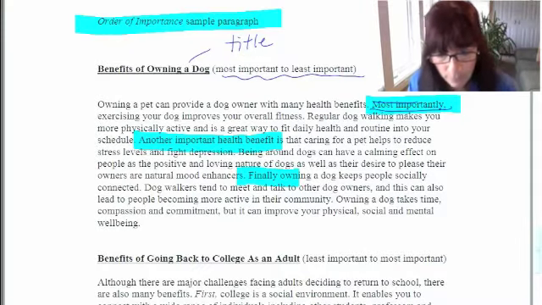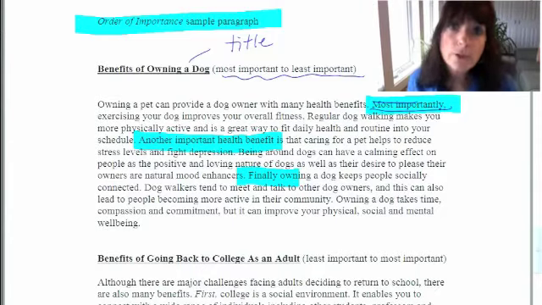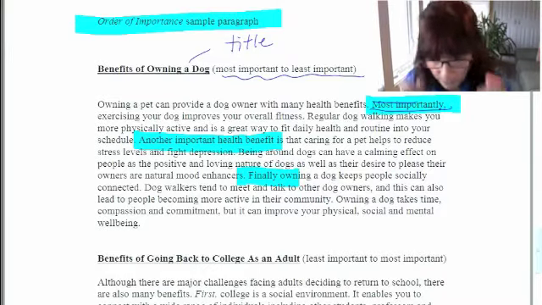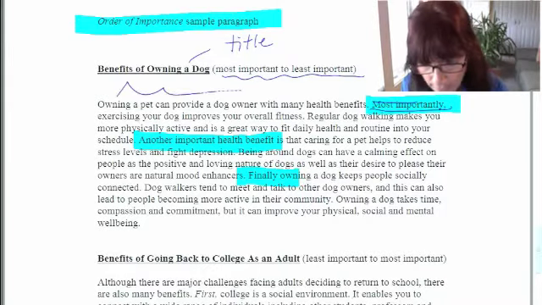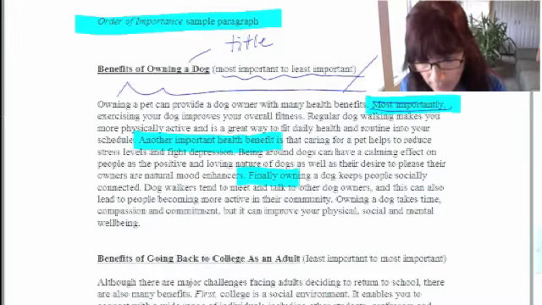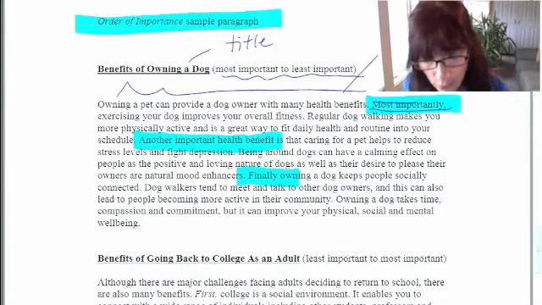Finally, owning a dog keeps people socially connected. Dog walkers tend to meet and talk to other dog owners, and this can also lead to people becoming more active in their community. Owning a dog takes time, compassion, and commitment, but it can improve your physical, social, and mental well-being. All right, let's look through this paragraph together, and I'll give you some pointers as to what makes it an effective, well-written paragraph that has unity and coherence. Let's look first at the opening sentence. Owning a pet can provide a dog owner with many health benefits. So this is your topic sentence.